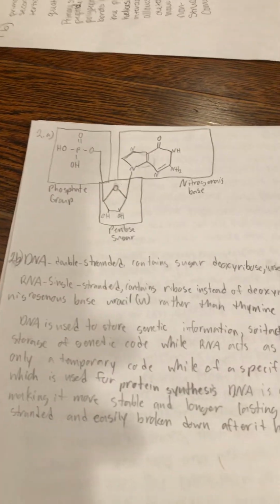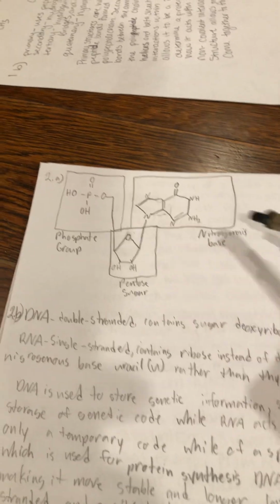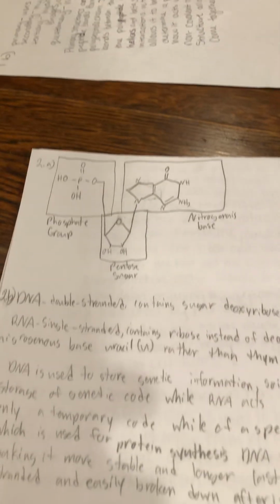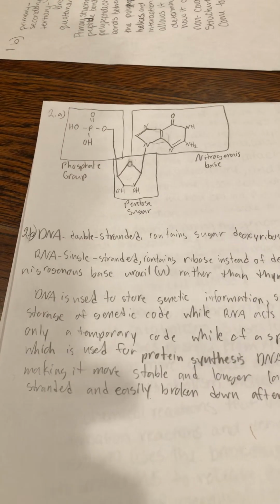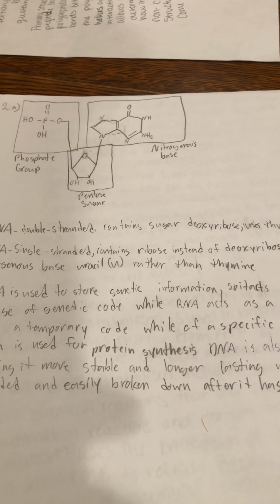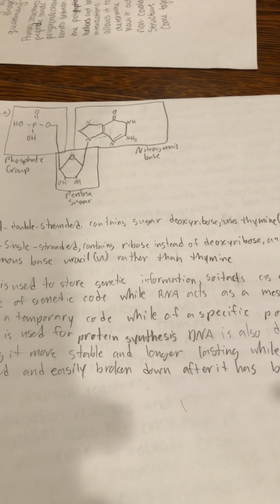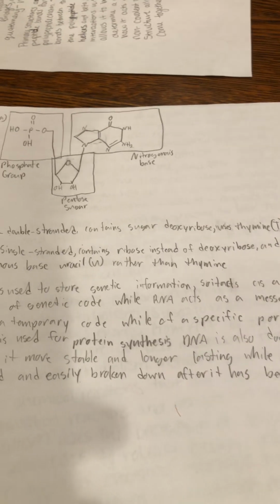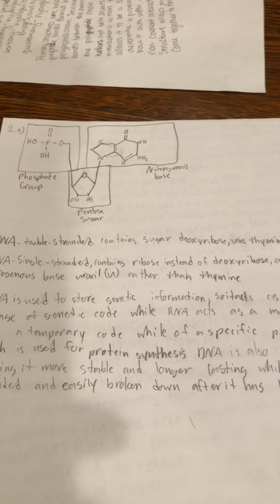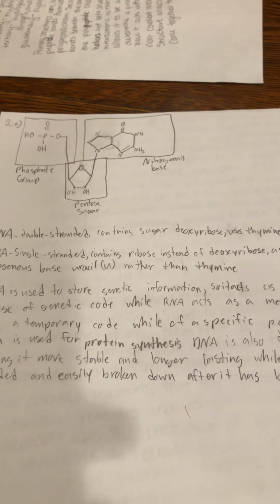For 2A, you have the phosphate group, the pentose sugar, and the nitrogenous base. For 2B, DNA is double-stranded and contains the sugar deoxyribose and uses thymine, T. RNA is single-stranded, contains ribose instead of deoxyribose, and uses the nitrogenous base uracil, or U, rather than thymine.